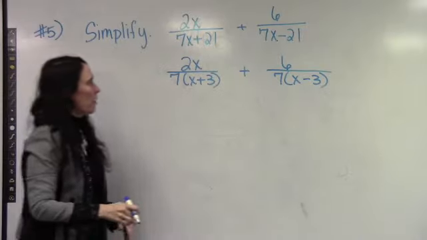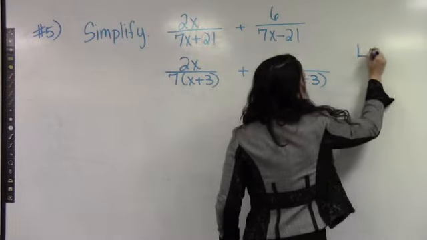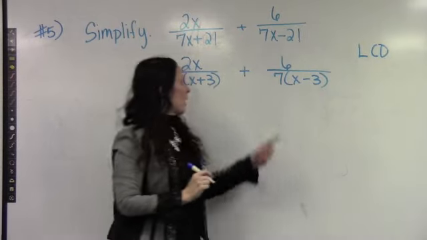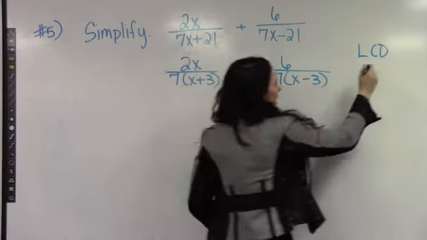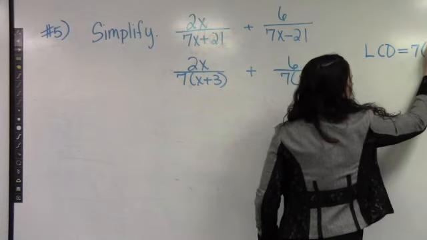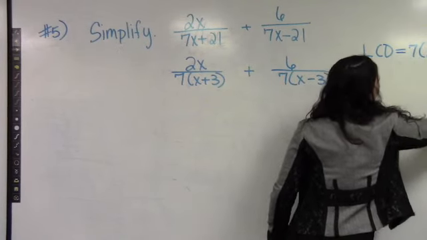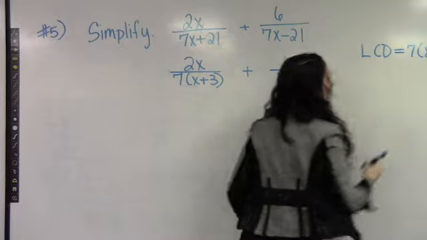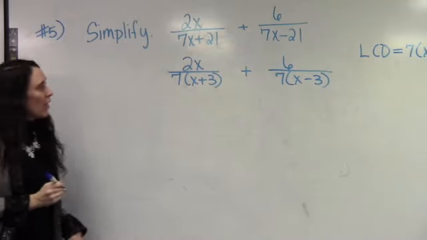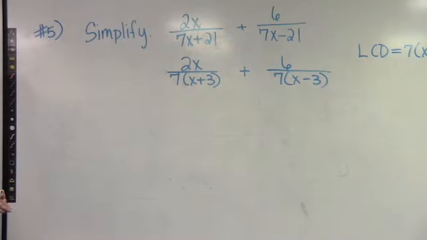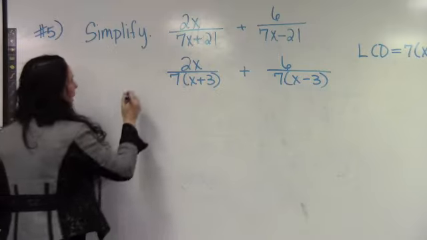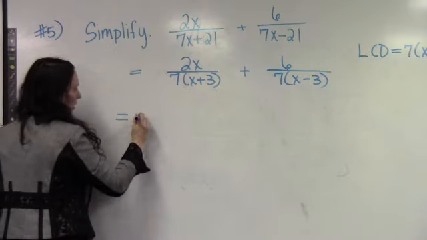I'm trying to determine the LCD from here. So I notice I'm going to need a 7. What else am I going to need for my LCD? X plus 3, x minus 3. So it's going to be that combination, 7 times x plus 3 times x minus 3. So I need to rewrite my fractions with that LCD.